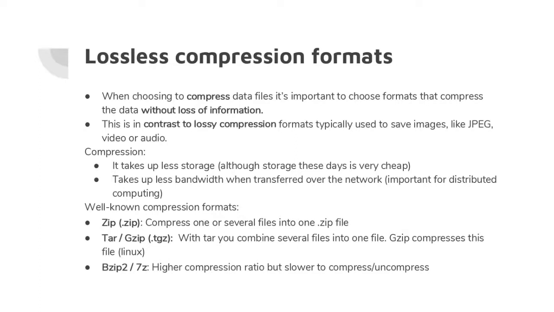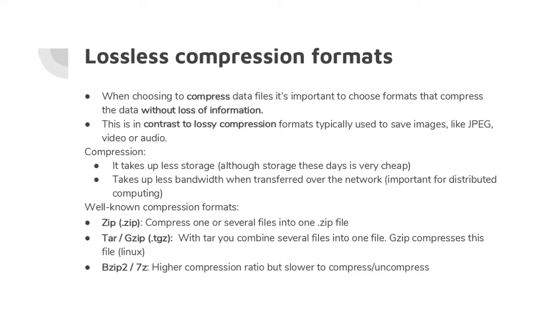And with tar and gzip, you can also compress files. So technically with tar, you combine several files into one file, and gzip then compresses this file. Zip and rar. What's the difference? Well, there are two different ways to compress the data. Rar is another algorithm to also compress data, but it's also without loss of information. So you can also use rar if you want.